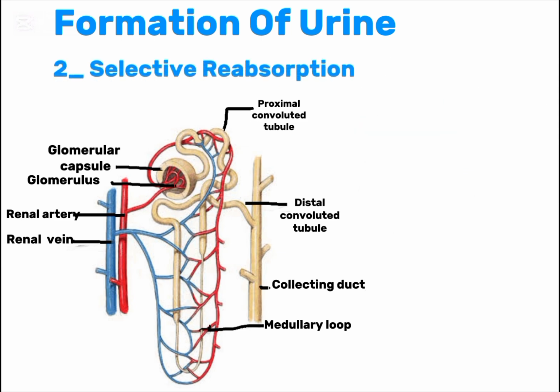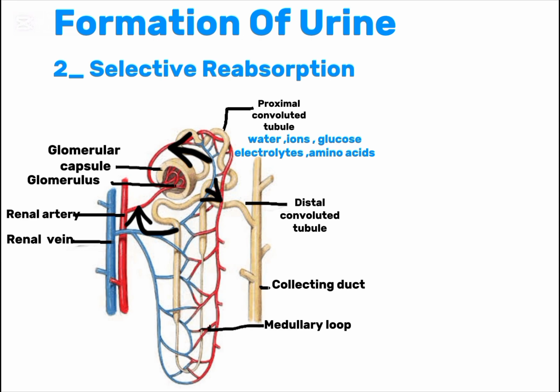The next process in the formation of urine is selective reabsorption. As kidneys form 180 liters of filtrate each day, it really doesn't mean that we excrete 180 liters of urine a day. This filtrate needs to be reabsorbed in the renal tubules according to the body's needs. So, selective reabsorption is the reabsorption of this filtrate back from the nephron into the blood. This mainly occurs in the proximal convoluted tubules, whose walls are lined with microvilli to increase the surface area for reabsorption.